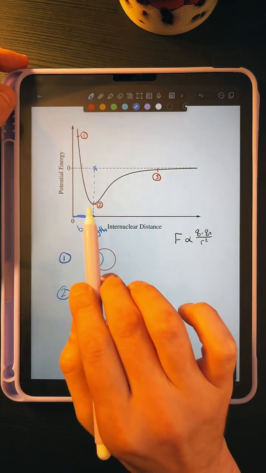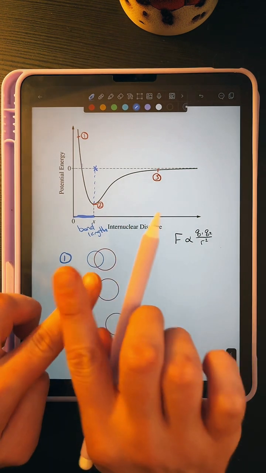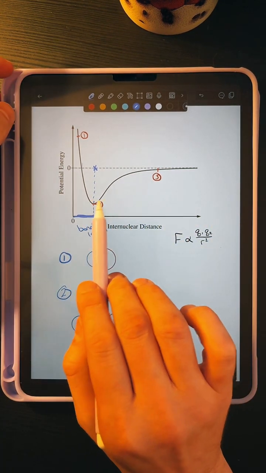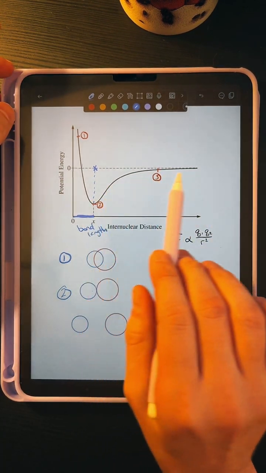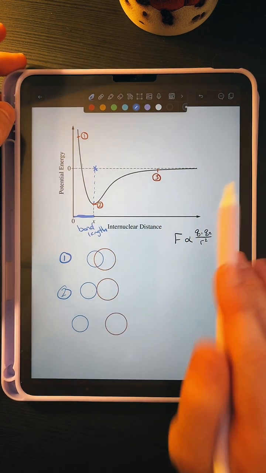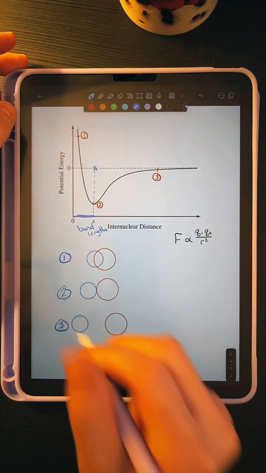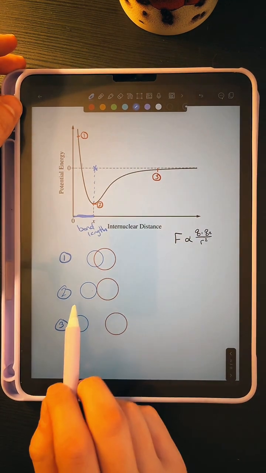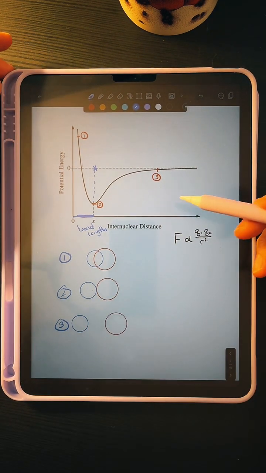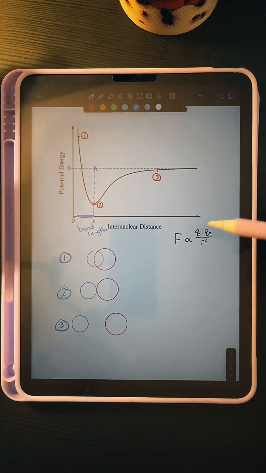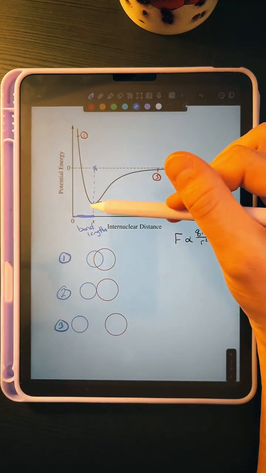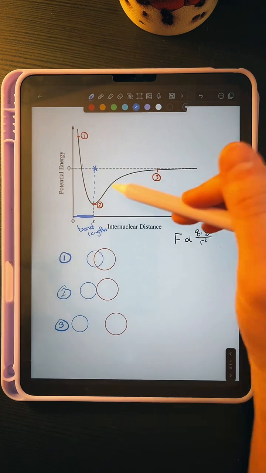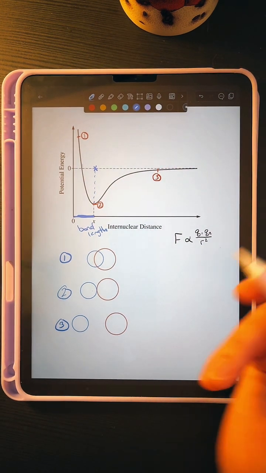And then as we start to separate them even further, our potential energy goes back up until we are no longer existent. So this is where they get very, very far apart and they're no longer forming a bond. And these graphs are very, very good for us to view so we can look at our bond lengths, but then we also gain other information.